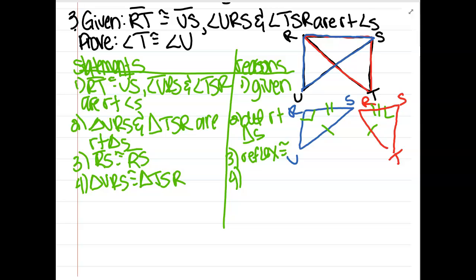because hypotenuse leg. But that's not what I'm trying to prove. I'm trying to prove that angle T is congruent to angle U. But I know if these triangles are congruent, all of their corresponding parts are congruent. So angle T is congruent to angle U. Why? Because corresponding parts of congruent triangles are congruent. Questions on number 3?